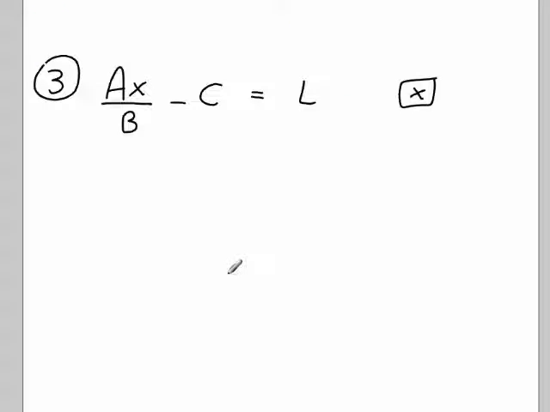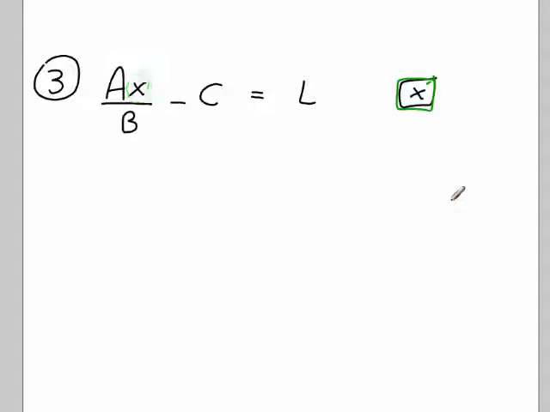Alright, let's do one more example. Here's some kind of random formula, ax divided by b minus c equals L. And what I want to do is solve for x. Alright, so again, my strategy that I like is to think of everything else other than the x as a number. You can imagine 2/3 x minus 7 equals 1. If you were solving that equation, what's the first thing you would do? Well, I'm hoping that you might want to eliminate the fraction first.